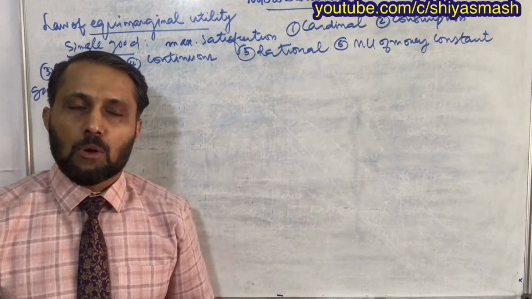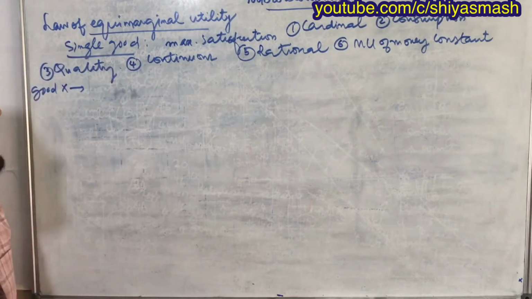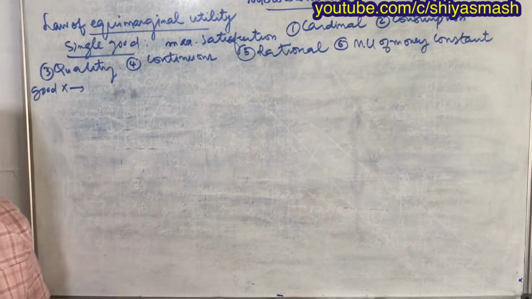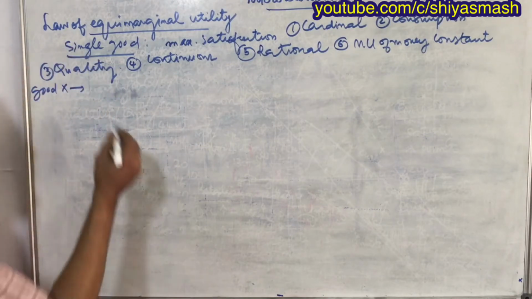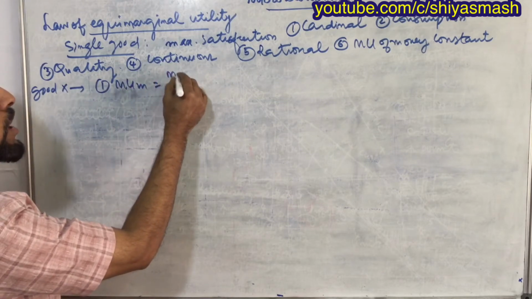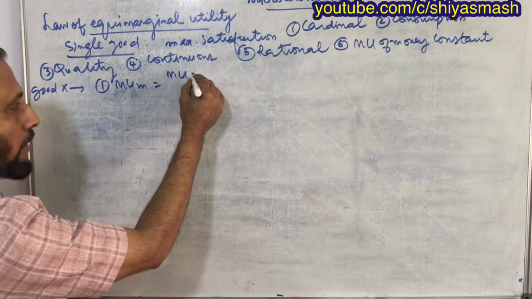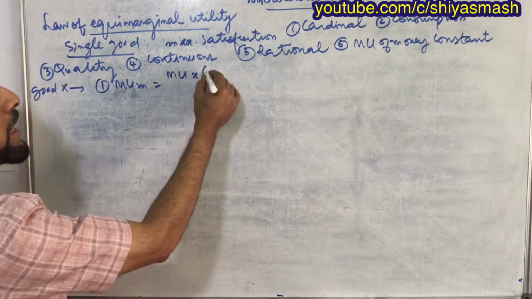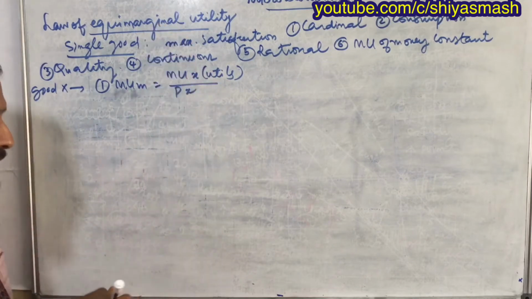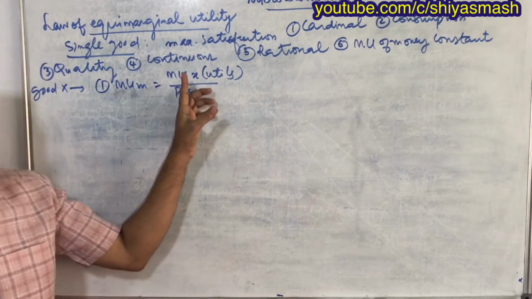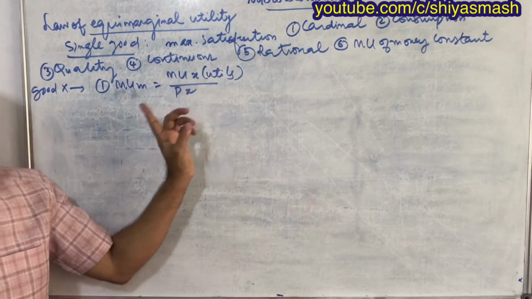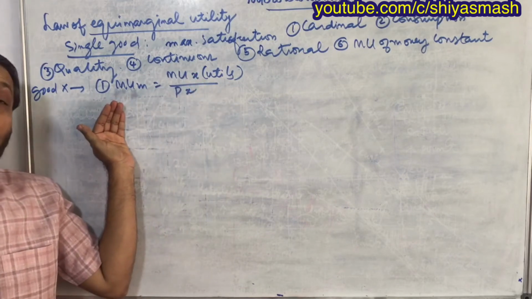And when will the consumer be in equilibrium? That's the important thing. The consumer will be in equilibrium when the marginal utility of money is equal to the utility he derived from the commodity divided by the price of the commodity. That's the first condition. MU of the commodity, in terms of utils, divided by the price of the commodity should be equal to the utility of money.